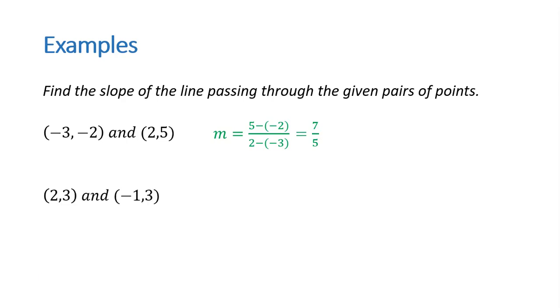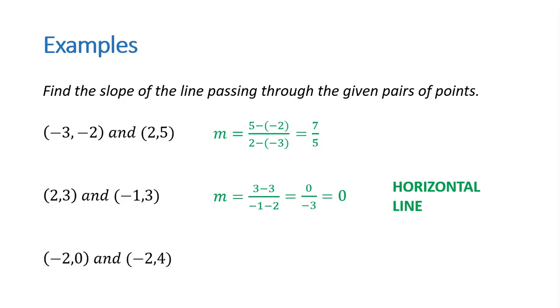Let's try another one. So the points are 2, 3, and -1, 3. So in our slope formula, it's the difference in the y's divided by the difference in the x's. So 3 minus 3 divided by -1 minus 2. This simplifies to 0 over -3, which is 0. This is actually a special case for lines. Whenever we have a line with a slope of 0, this actually graphs as a horizontal line in the coordinate plane.